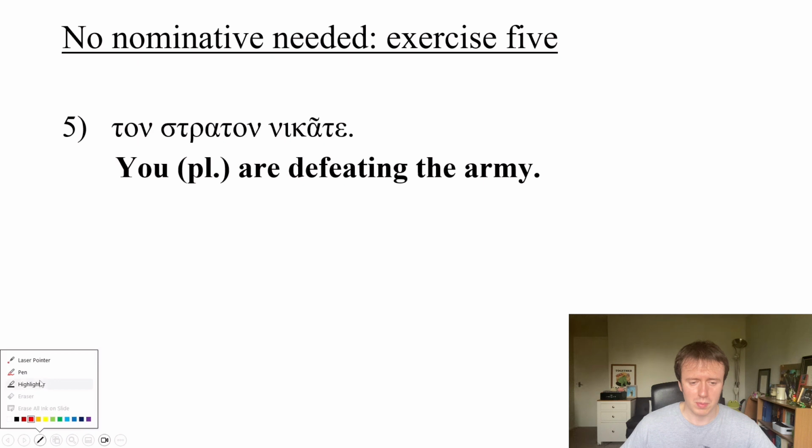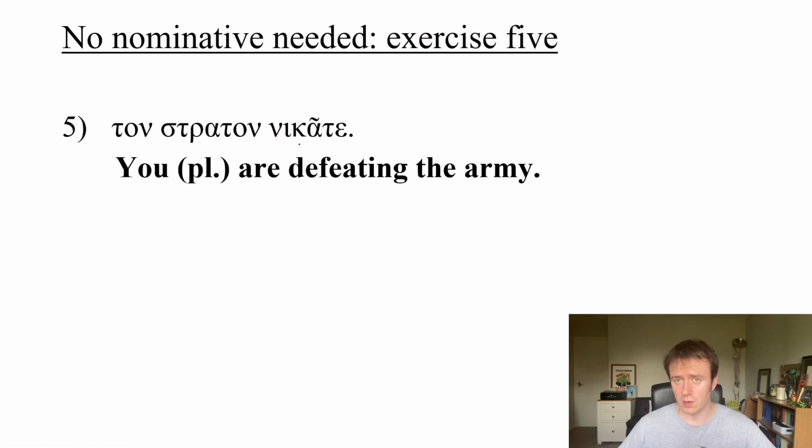We knew that it meant this because nikate is from the verb nikao, which is to conquer or to defeat. And the ending ate is second person plural, and we know that because the alpha in the stem of nikao has contracted with the ending ete to make ate. Okay, it's contracted with that second person plural ending. So this ending ate is itself second person plural. So we know that it's you plural defeat or are defeating, and then we had ton straton.